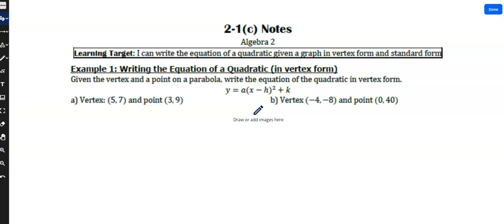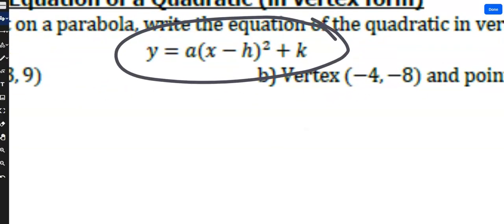All right, so we want to take something, given a vertex and another point, can we change it into this equation right here, what we call vertex form. Now, vertex form shows you several things. One, it shows you the vertex. Remember, H and K, that's your vertex.